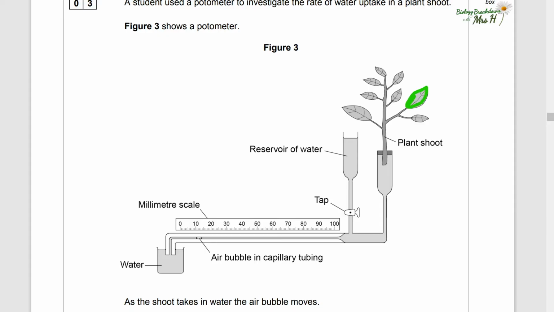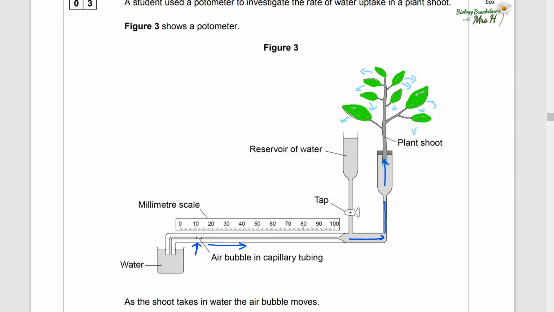Question 3. A student used a potometer to investigate the rate of water uptake in a plant shoot. This is what a potometer looks like. So just a quick recap here. As the water evaporates from the leaves in the shoot, that is going to draw more water up from this capillary tube, and we've got a little air bubble in there.